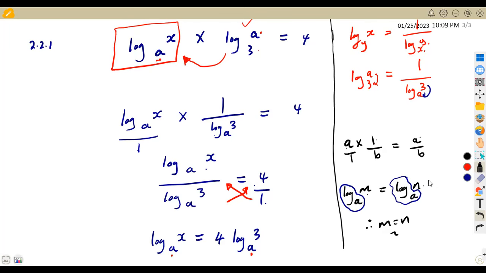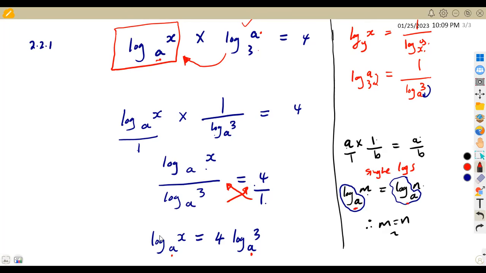Can I say it's a law? Let's just say a concept. Okay, you must know this concept. This is only applied when we have single logarithms. So you must write the logarithm on the left-hand side as a single log, and the logarithm on the right-hand side as a single log.